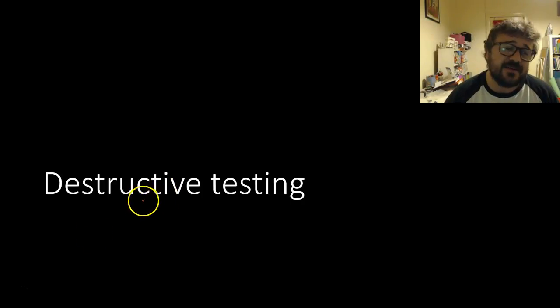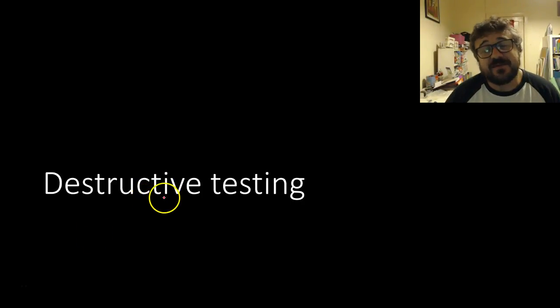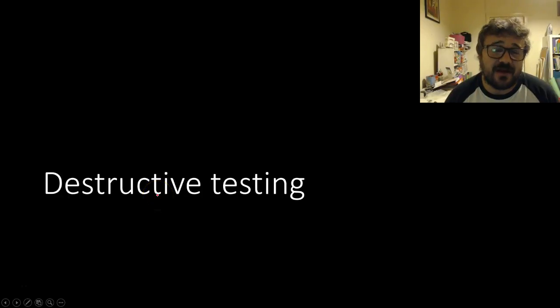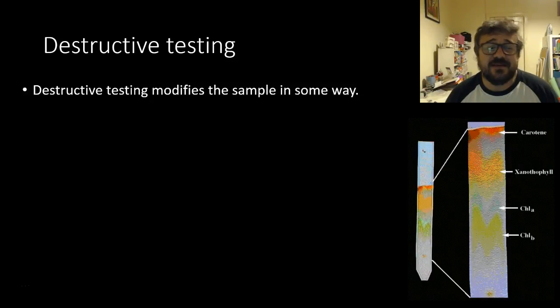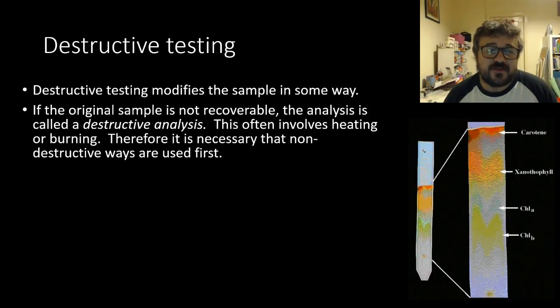Alright, chemists, let's have a look at an unfortunate thing we sometimes have to do in forensic chemistry, and that is destructive testing. So, what is destructive testing? It's basically any testing that modifies the sample in some way, changes it from its original form, compromises the integrity of the original sample. If the original sample is not recoverable, then the analysis is called destructive analysis.